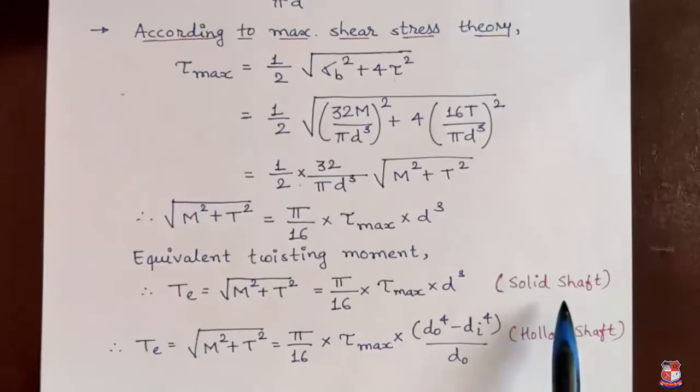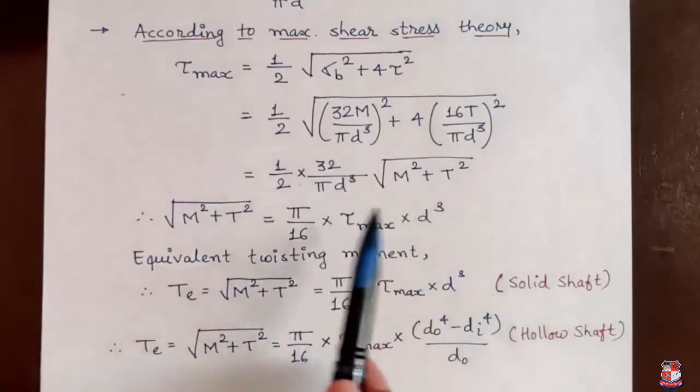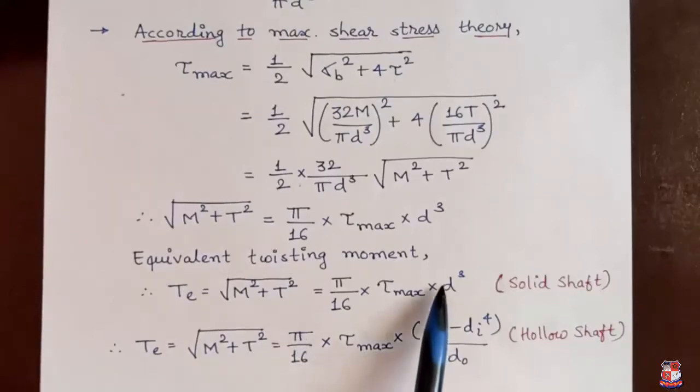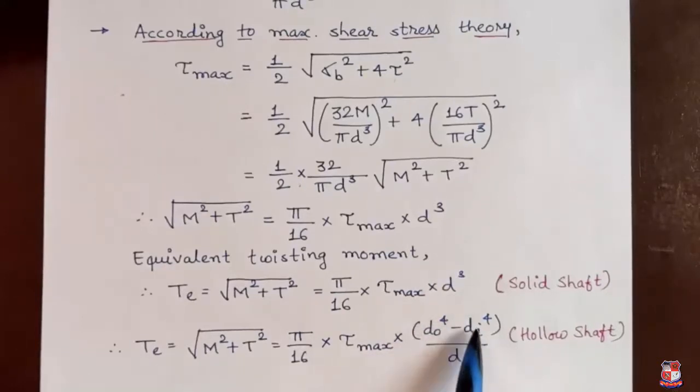If we want to derive the equation for hollow shaft, we have to follow the same procedure, and finally we will get the equation TE, equivalent twisting moment, is equal to root of M square plus T square is equal to pi by 16 into tau max. In place of d cube, it will be replaced by do raised to 4 minus di raised to 4 by do. So this equation will be useful to design a hollow shaft. In that case, relation between do and di will be given in data, and we have to replace one of these values and we can find out the other value.